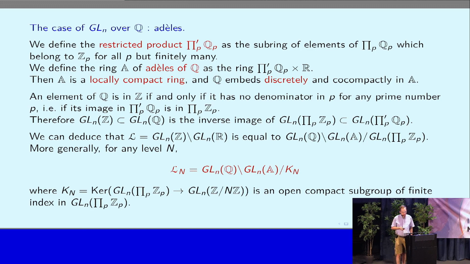And more generally, for any level N, the space of lattices with level N, L_N, introduced in a previous slide, is equal to the double quotient, but on the right, you put K_N, and K_N is a subgroup of finite index in GLn of the product of Zp, the kernel of the morphism to GLn of Z over NZ. And K_N is an open subgroup in GLn of A.